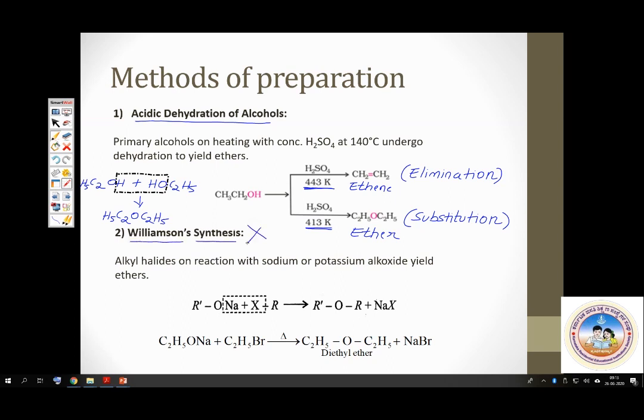Williamson's synthesis. Now, alkyl halides on reaction with sodium or potassium alkoxide. An alkyl halide with sodium or potassium alkoxide gives you ether. So here you have the RO part coming from the alkoxide and the R part coming from the alkyl halide. Very easy. The alkoxide gives the RO part, the alkyl halide gives the R part. The two, when connected, give you ether.